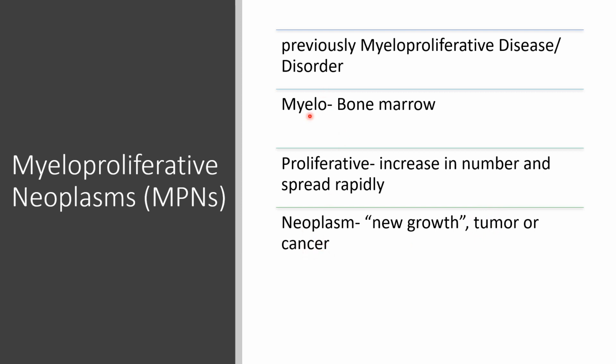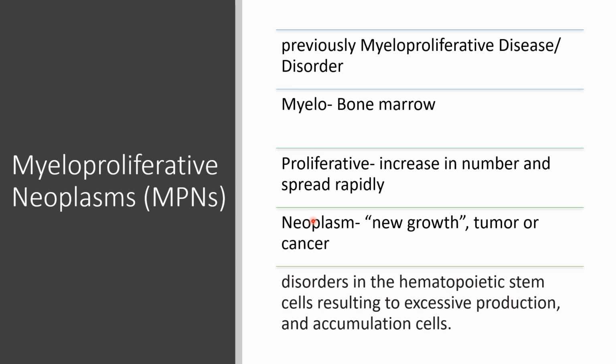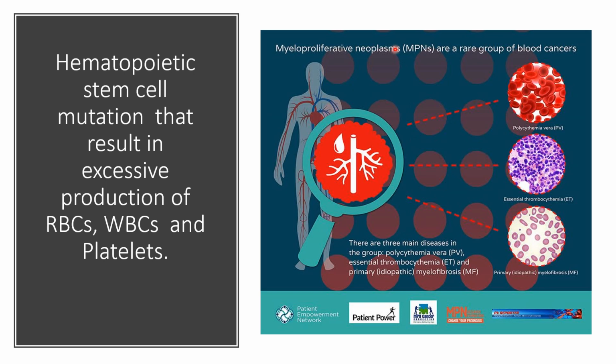Putting all these together, we can now say that myeloproliferative neoplasms are clonal hematopoietic disorders caused by genetic mutations in the bone marrow stem cells that will result in the proliferation or the expansion or the excessive production and accumulation of abnormal cells. MPNs are a rare group of blood cancers. That is one reason why the name was changed from disorder into a neoplasm, so that it reflects the underlying clonal genetic changes that happen with the disorders in the group.